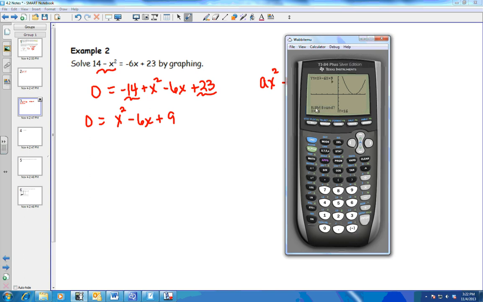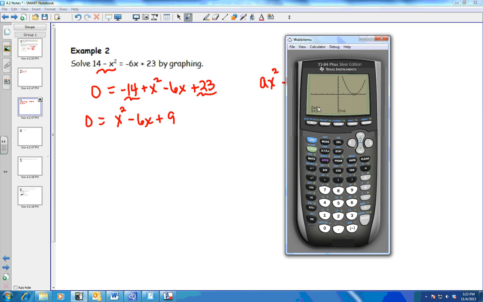Then it's going to ask you another question, right bound. Now they want you to type in a number to the right of where you think it crosses. So I'm going to type in 5. Now they want you to guess where it crosses. I think it crosses at 3, but we're not for sure. So I'm going to type in 3.